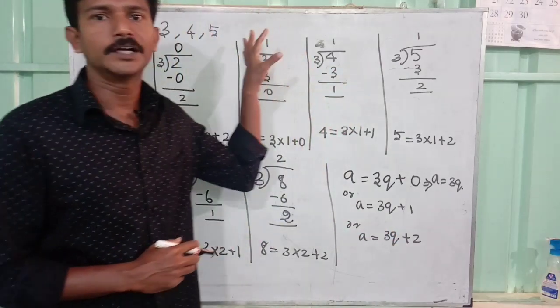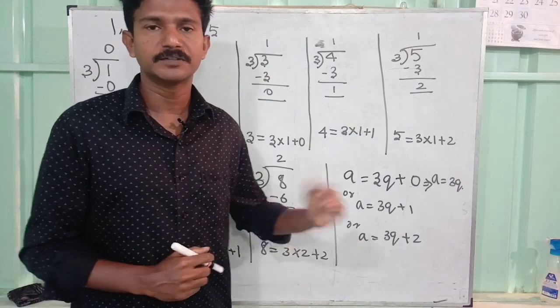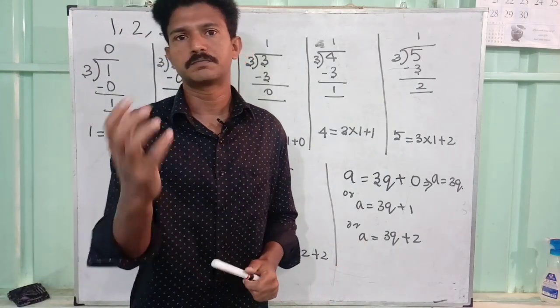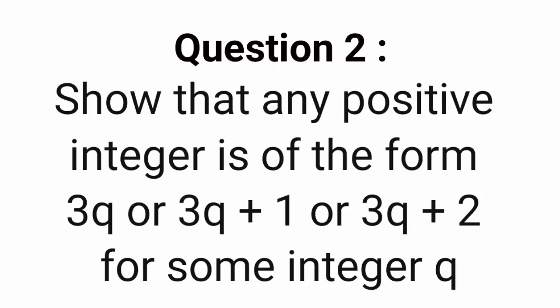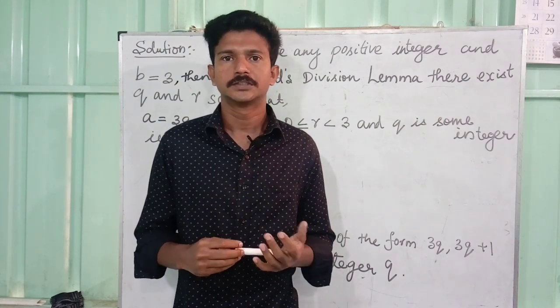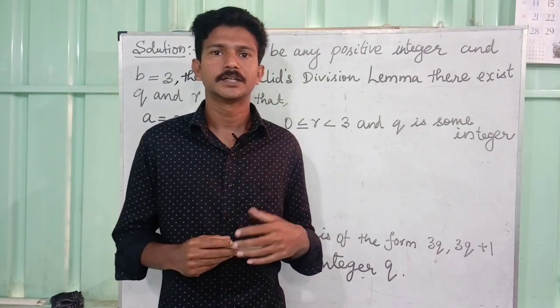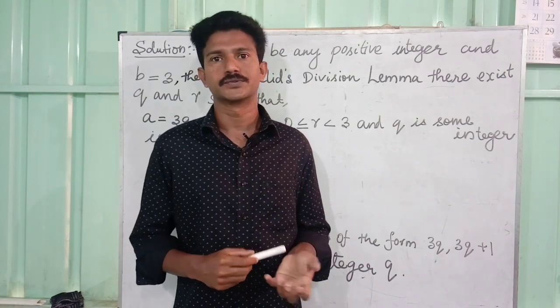Using this idea of understanding the format of positive integers when we are dividing by 3, we are going to do one problem. It's on the screen. Show that any positive integer is of the form 3q or 3q plus 1 or 3q plus 2 for some integer q. So the question says that we should show that every positive integer is of the form 3q or 3q plus 1 or 3q plus 2.